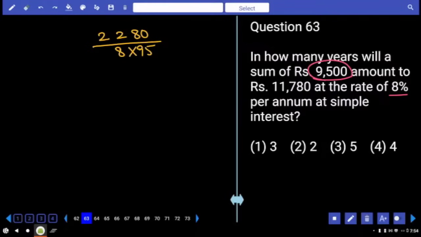I don't want to calculate the exact answer. Take an example. 8 into 90. 720. Approximately 700. Correct? And more than that or less than that? More than that. Because 95 times we are supposed to take. But now we have considered only 90 times. If you take only 8, 90 times, that will be 720. Correct? Numerator, how many 720s are there? Approximately 3. Answer 3. That's all.